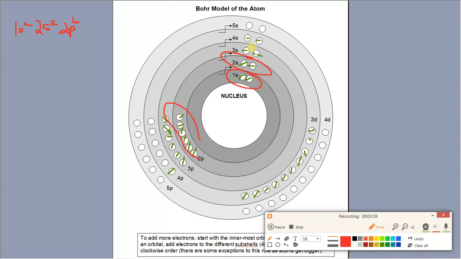We go around up into the 3rd. We say 3s is filled, 3s2. We go around to see that our 3p is also filled up. Whoa, that's messy. 3p6 is filled up. We go to 4s2, because that one's filled up.